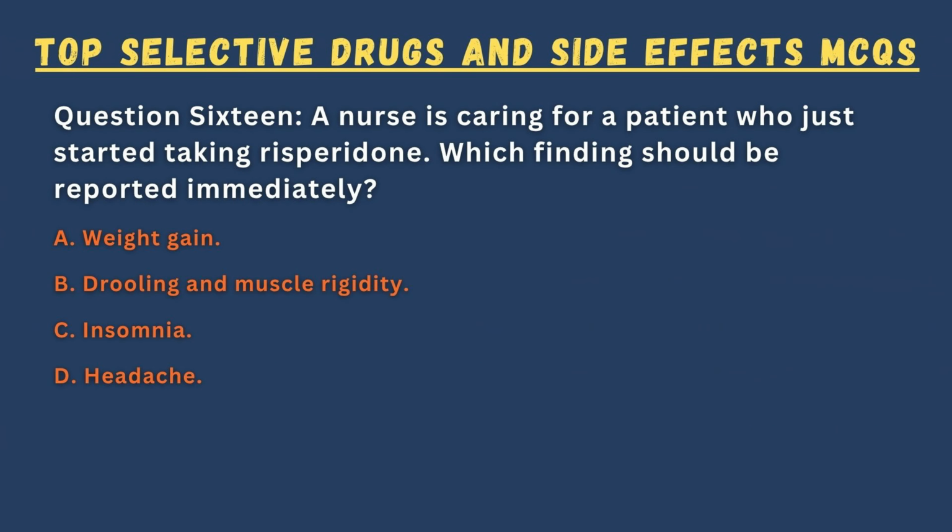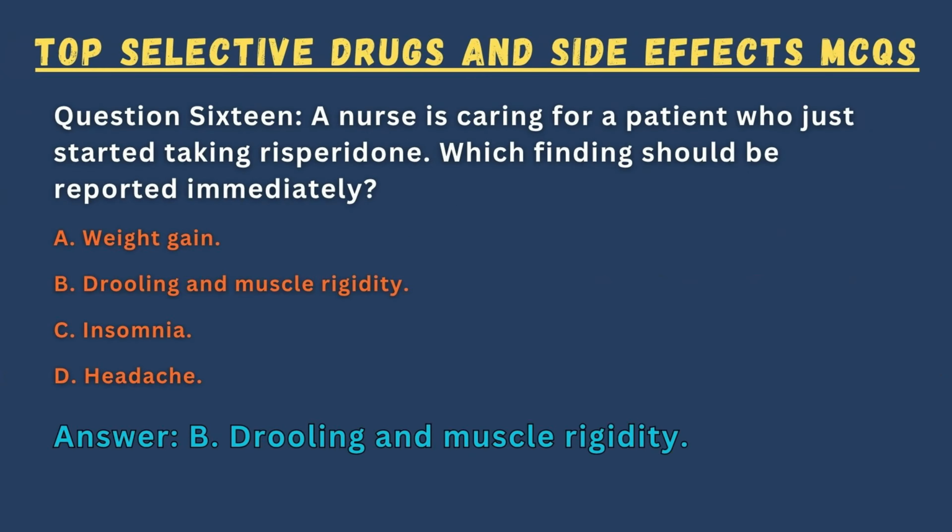Question 16. A nurse is caring for a patient who just started taking risperidone. Which findings should be reported immediately? A. Weight gain. B. Drooling and muscle rigidity. C. Insomnia. D. Headache. Answer: B. Drooling and muscle rigidity.